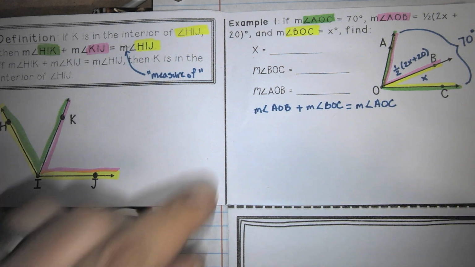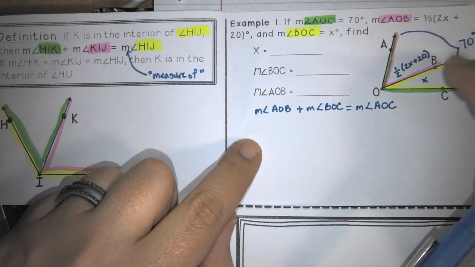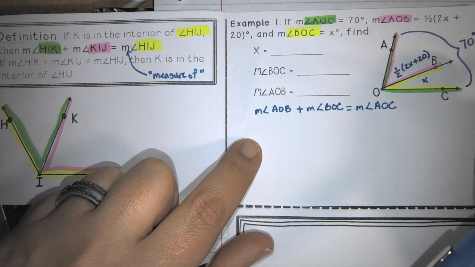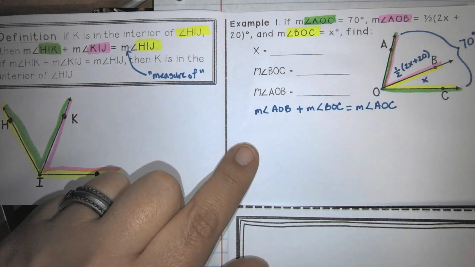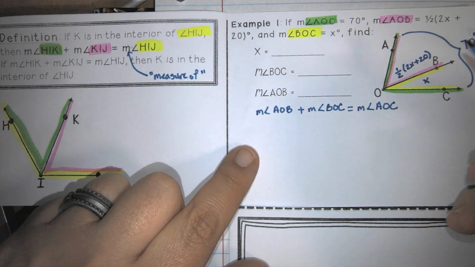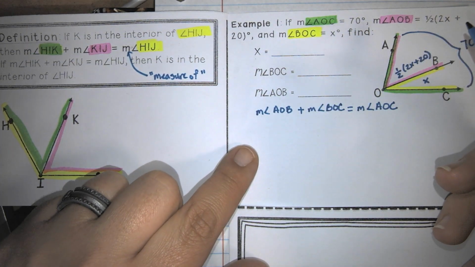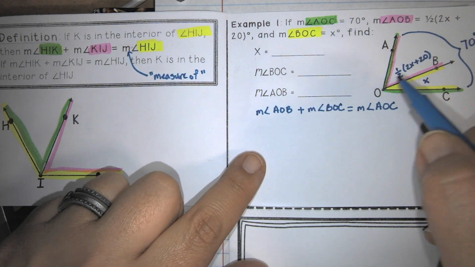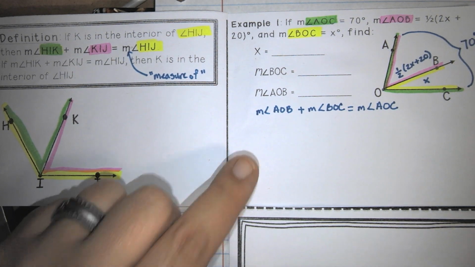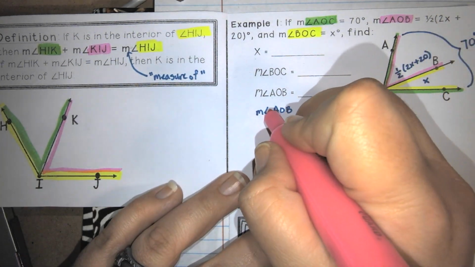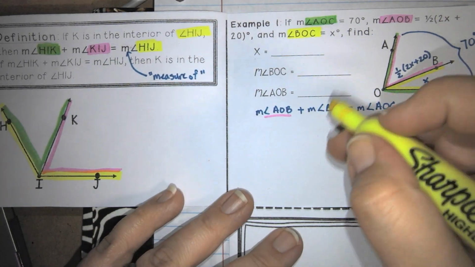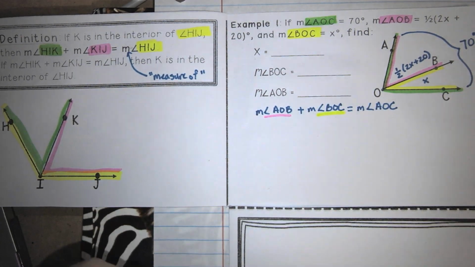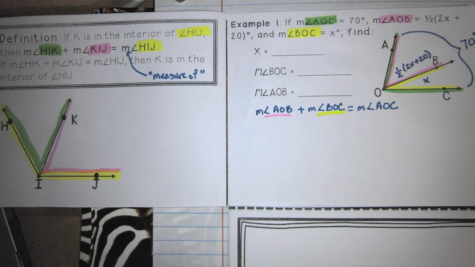And then underneath that, I'm going to fill in the numbers and expressions that I have represented for each of those angles to help build an equation that I can solve. I can't figure out what x is until I make an equation. So if you want to color code it, it goes like this. AOB plus BOC equals AOC.